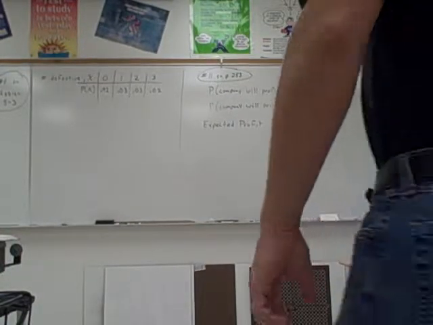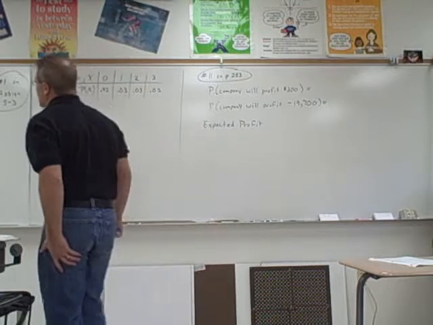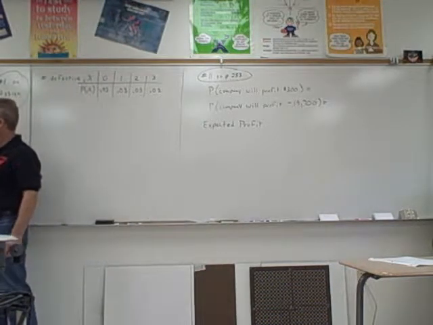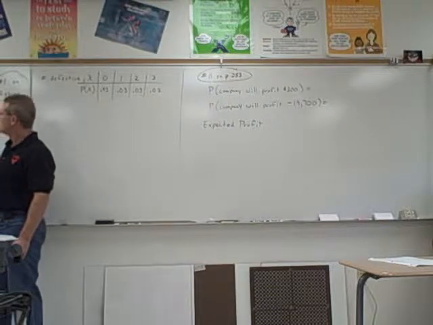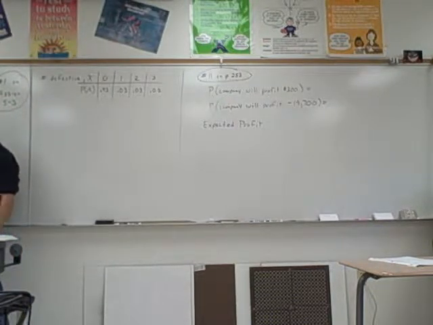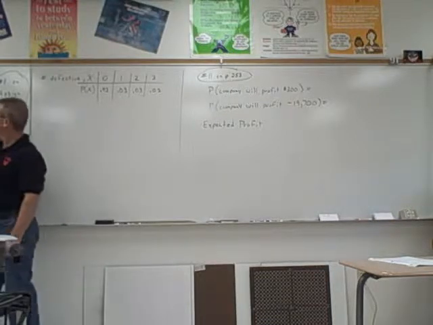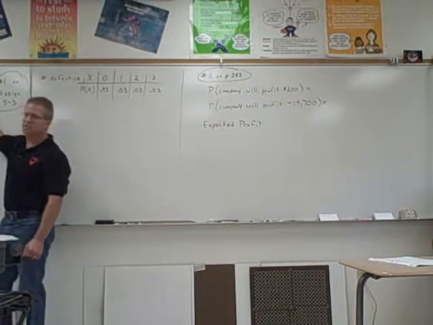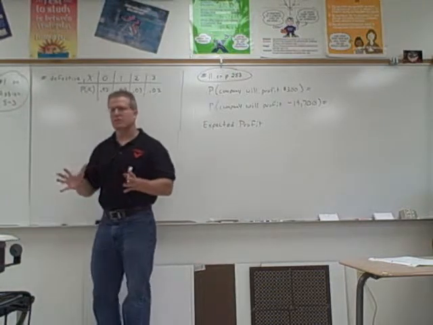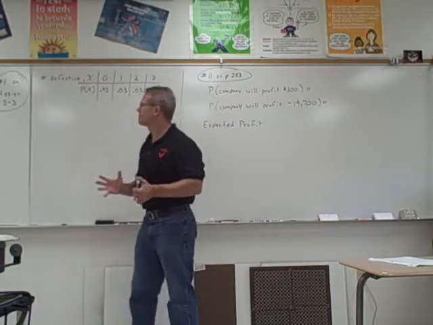All right, this is lesson 5.3. Our formulas are all on your formula sheet for mean, variance, standard deviation. You'll notice that the formula for the mean of a distribution is the exact same formula for what we call the expected value. So I'm going to give you an example of both of those. So mean and expected value are really the same thing.